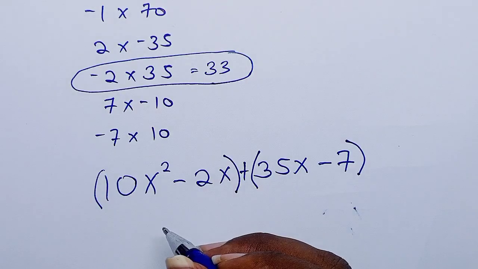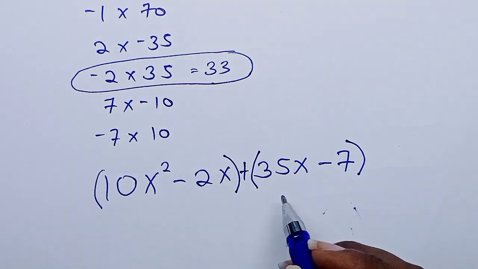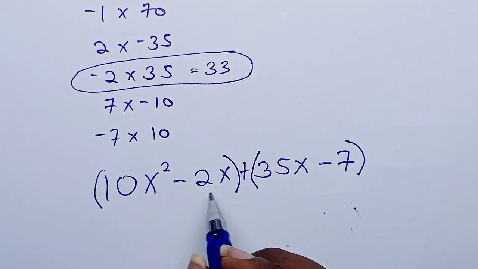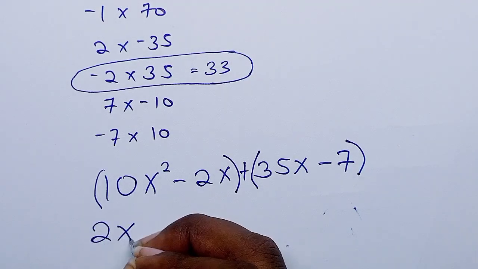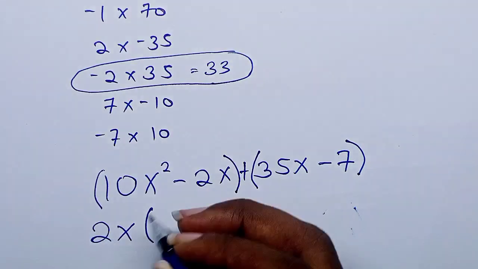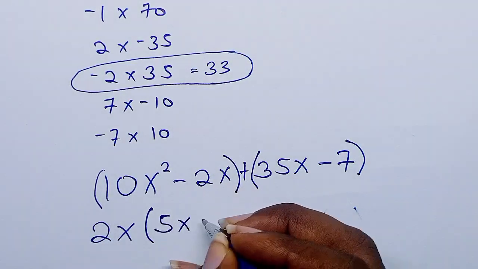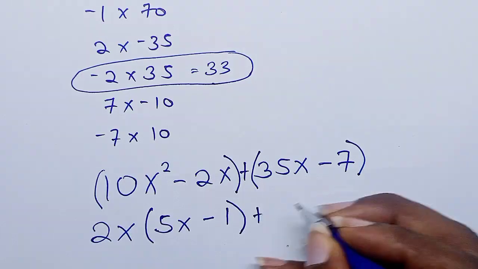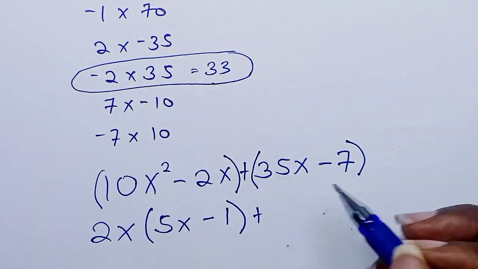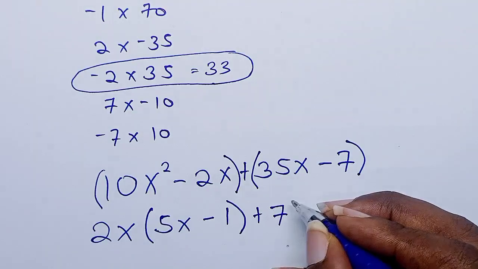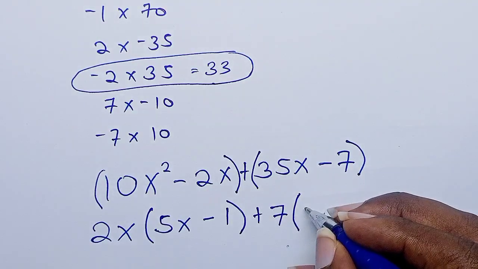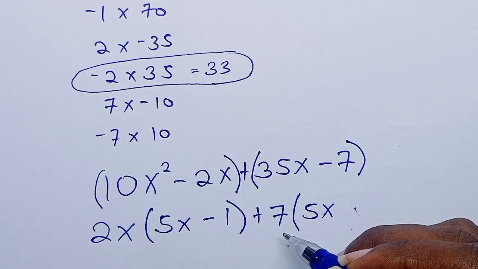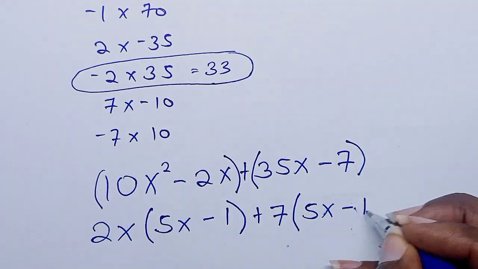So after grouping, we need to factor out the commons, the ones that are common. In this group here, 2x is common, so we factor it out. 10x squared divided by 2x, we are left with 5x. Minus 2x divided by 2x is 1. Then in this group, the common one is 7, so we factor it out. 35x divided by 7, we are left with 5x. Minus 7 divided by 7, we are left with minus 1.